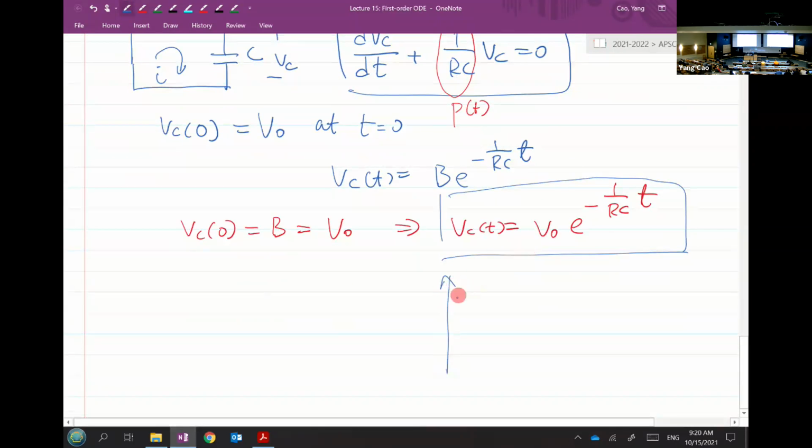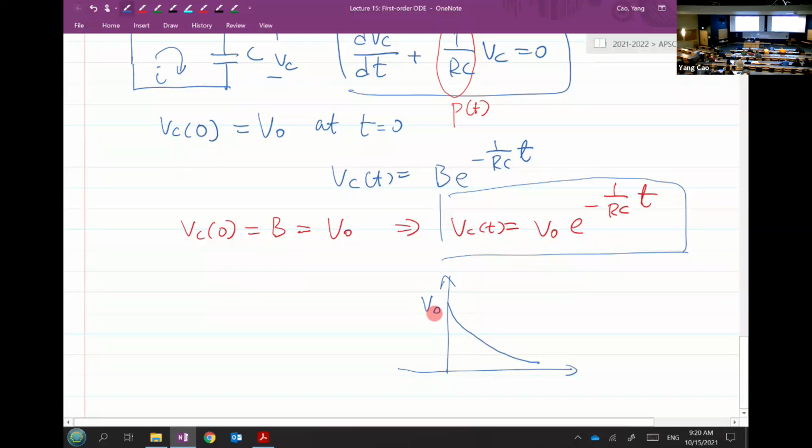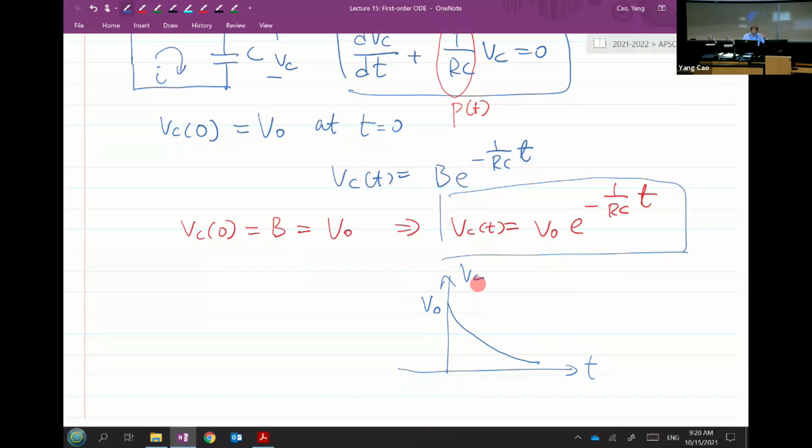If I plot this curve, it will be an exponential decay curve. It starts from V naught, and it will decay, not going to be 0, but absolutely close to 0. That's the RC circuit. If you have an initial charge on the capacitor, then the charge will disappear, but it won't disappear completely, right? There will always be a little bit on it. It cannot be 0; it approaches 0 infinitely. This one over RC here.